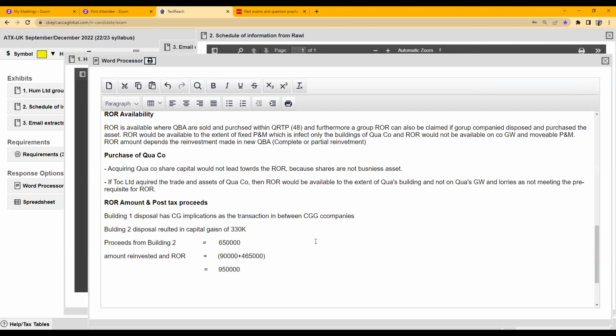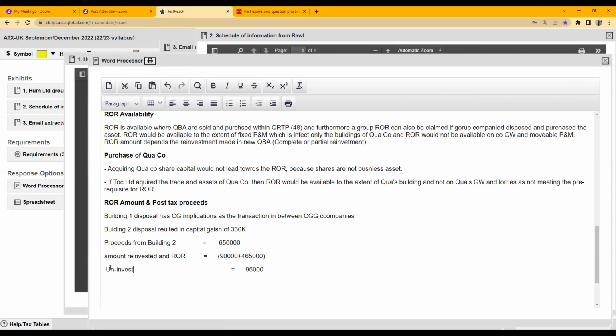Now, please listen carefully. You receive proceeds of 650,000, but these proceeds will be reduced by making the reinvestment in other qualifying business assets, which are two assets. One of the assets was purchased from other group companies, so the group rollover relief amount is 90,000, and one of the assets was purchased by Talk Limited itself for 465,000. It means the amount reinvested in qualifying other business assets is the sum of these two amounts, and the uninvested amount is calculated as we have calculated here.